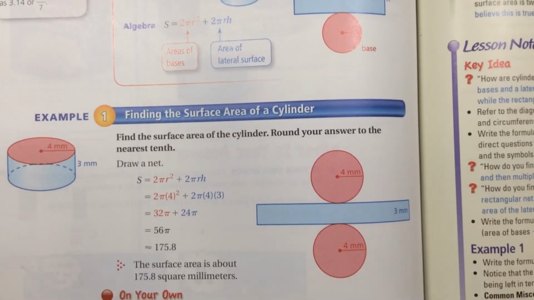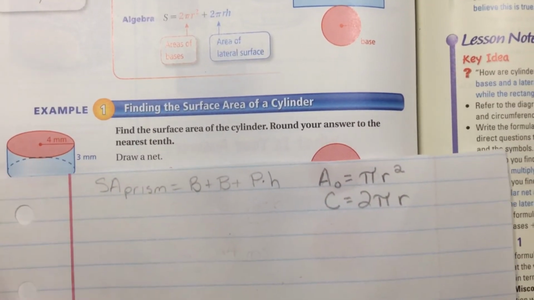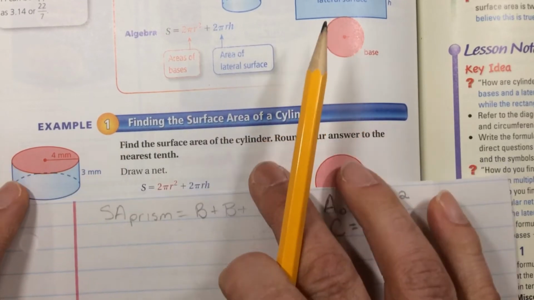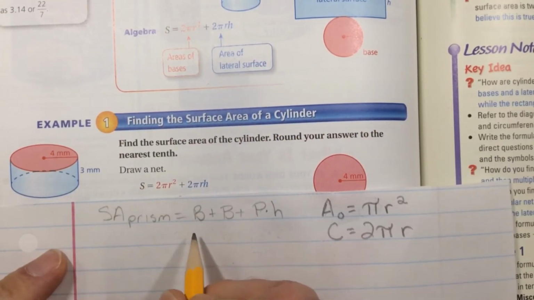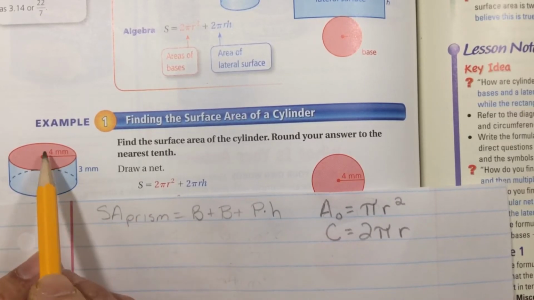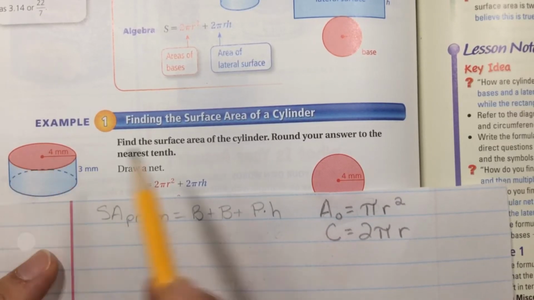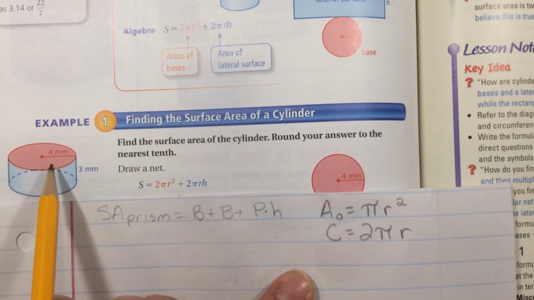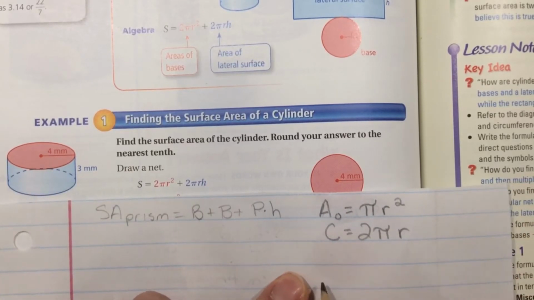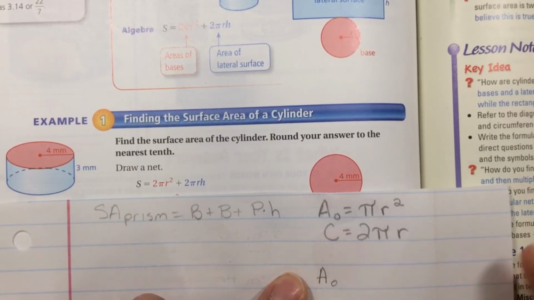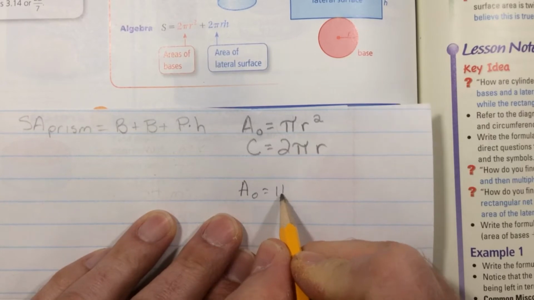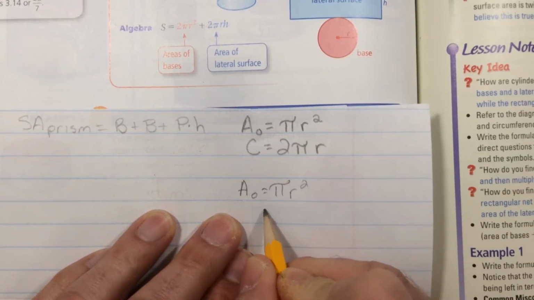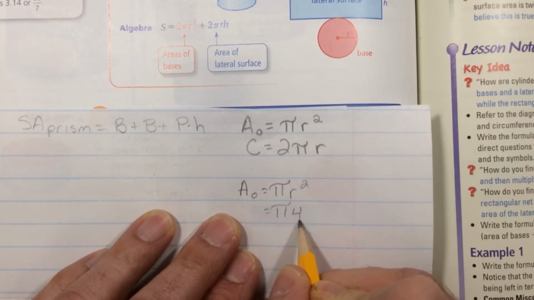Here's the first example they give us. So for the surface area, we find the area of the base. Remember, it's pi r squared. So pi times radius squared, and the radius is 4. So the area of the circle equals pi r squared, which in this case will be pi 4 squared.